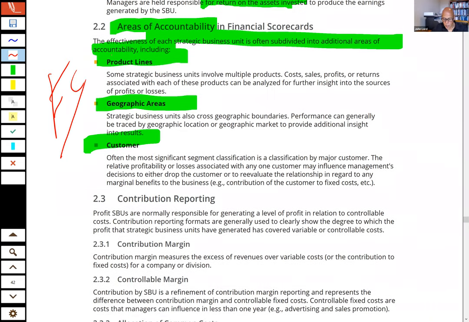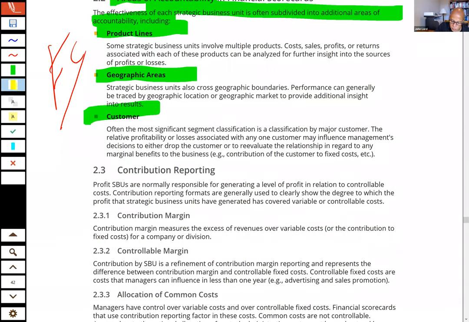Now, when we're evaluating our SBUs, our profit SBUs are generally going to be evaluated based on their controllable costs. This is important. So take a look at the controllable margin. Contribution margin, as you know, is revenue minus variable cost. I'm not going to ask you to flashcard that. They contribute to fixed cost and then, of course, profit.